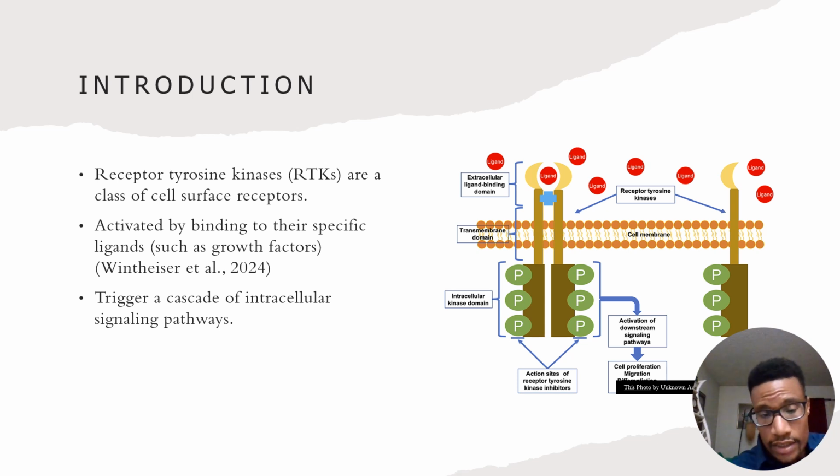This dysregulation can occur through various mechanisms such as overexpression of the receptors, mutations that cause constitutive activation, or autocrine, paracrine loops where cancer cells produce their own growth factors to stimulate RTKs.